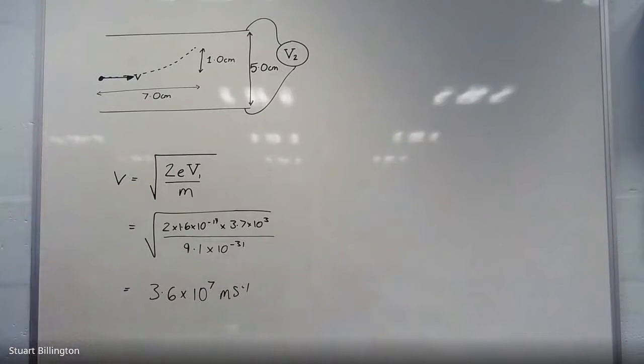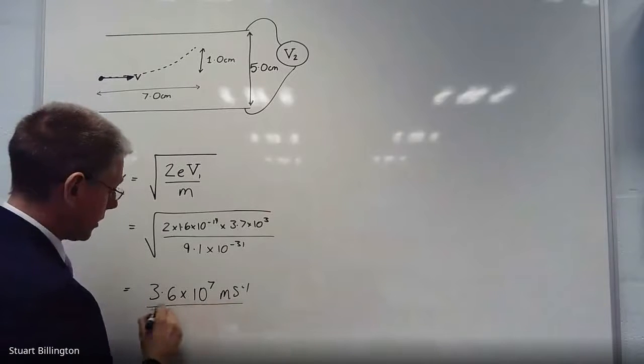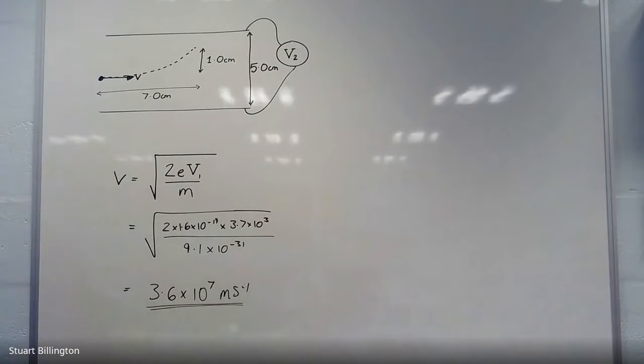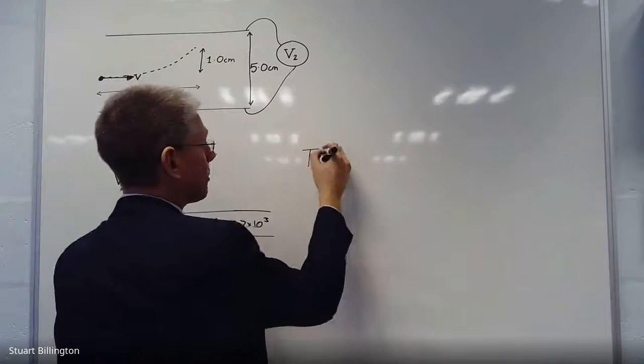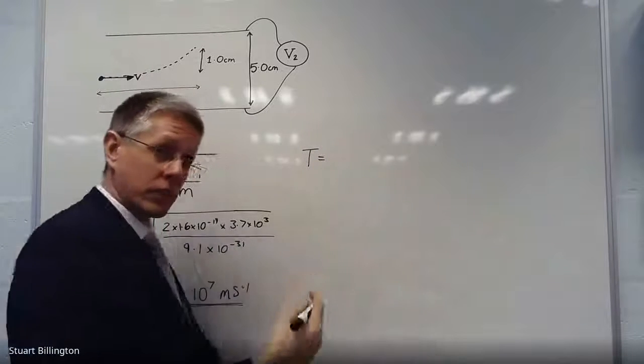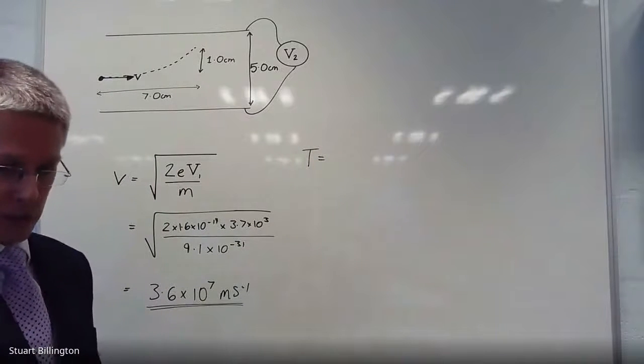which, as a quick common sense check, you think to yourself, well, the speed of light is 3 times 10 to the 8, so that's just over 10% the speed of light, which is around about appropriate for an electron gun. Okay, so now we're going to use that velocity to work out a time of flight. So the time of flight is equal to the horizontal distance traveled divided by the horizontal speed.